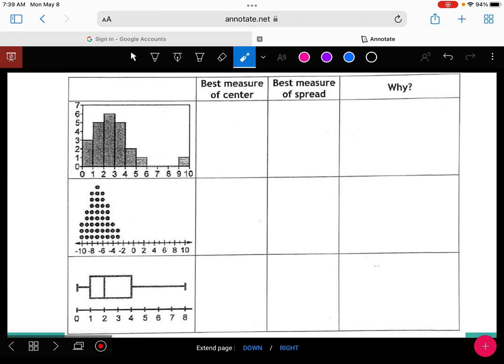So on this first data set here, does this have an outlier? What do you think? Is there one piece that's really far from everybody else? Yes. So this is an outlier. Since it has an outlier, what should we use to measure our center? The median.